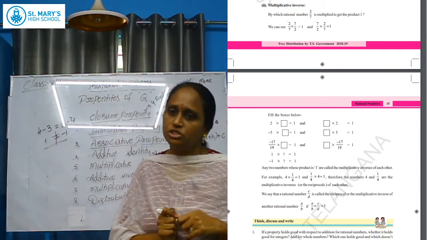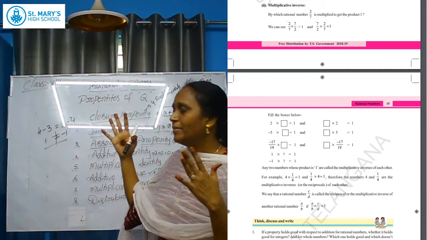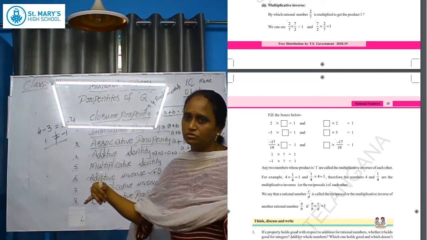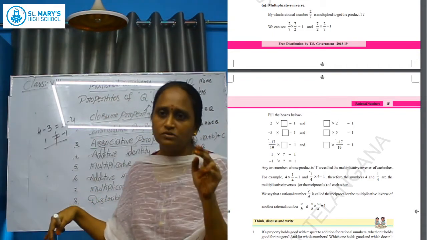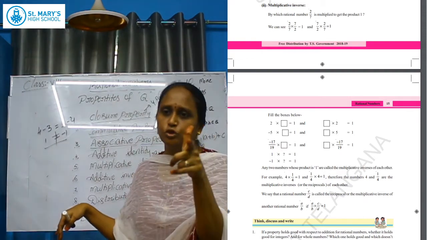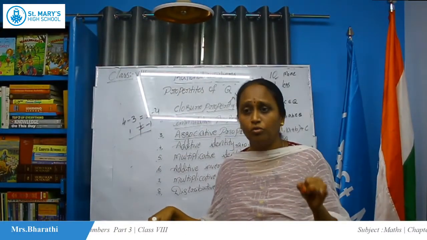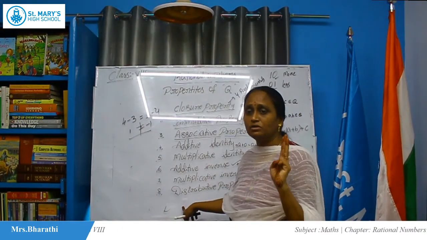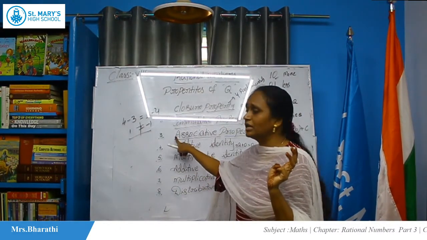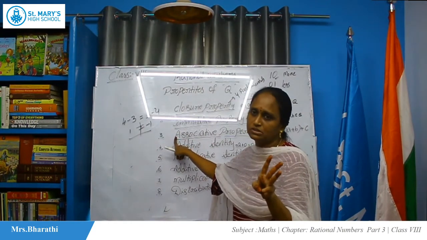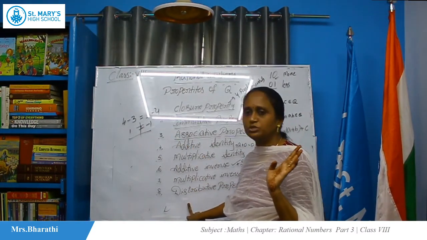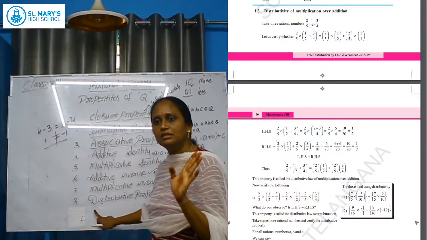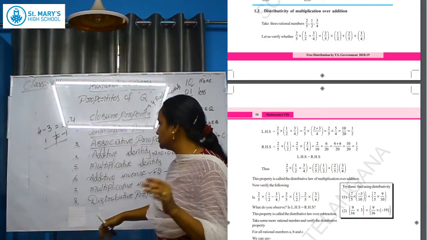And what about the distributive property? Remember, in all properties we take only two rational numbers. Only the associative property and the distributive property need three rational numbers. The first one is the associative property, where we take three rational numbers, and the distributive property also takes three rational numbers. What is the distributive property?